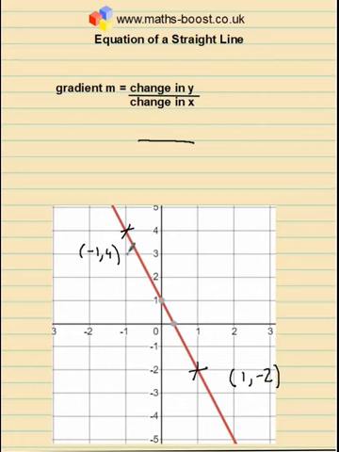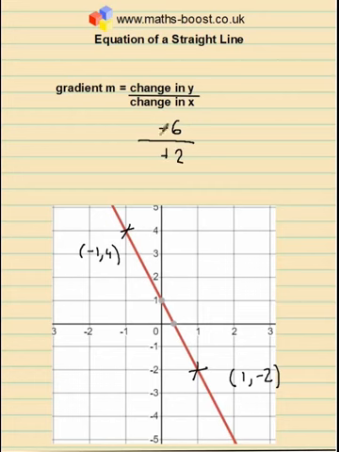I should also point out, it doesn't matter. I can go from this point to this point, or from this point to this point. It doesn't matter. But once you've made a decision, you've got to stick with it. So I'm going to go from, this is my starting point, and move to the lower point. So my y starts at 4 and ends up as -2. So the height has gone down by 6. Now my x value has changed from -1 to 1. So it's actually increased by 2.